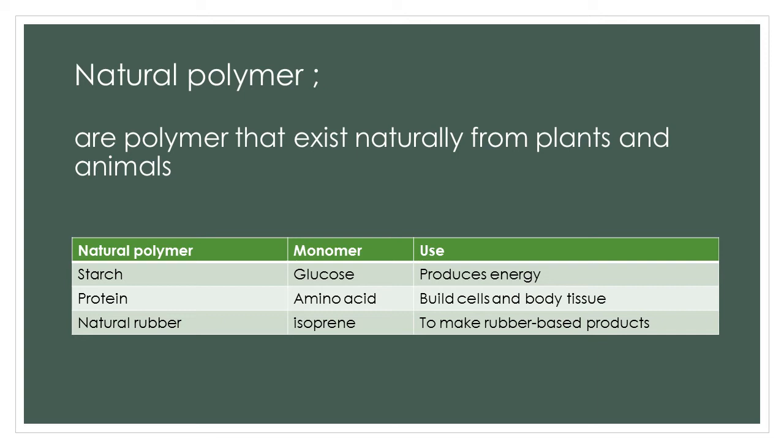Okay, now the last one is natural rubber. For natural rubber, the monomer is isoprene. Natural rubber comes from the rubber tree to make rubber-based products. So natural rubber comes from the tree. Okay.